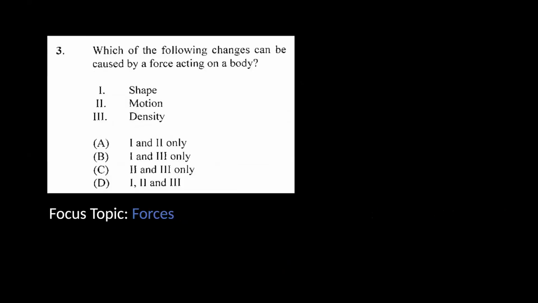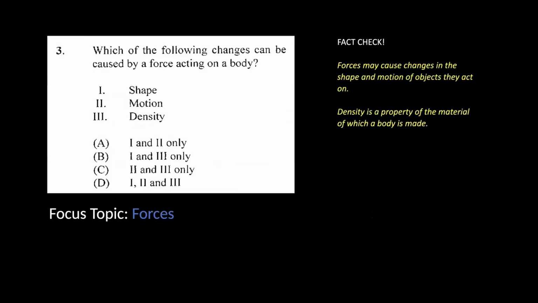Which of the following changes can be caused by a force acting on a body? Now, based on the definition of force, forces tend to be able to change the motion of a body. So you can either cause it to speed up, slow down, stop, change its direction. So all of those would be changes in the motion. And for some forces, for example twisting forces, you can actually change the shape. So motion and shape would be the properties that would be changed.